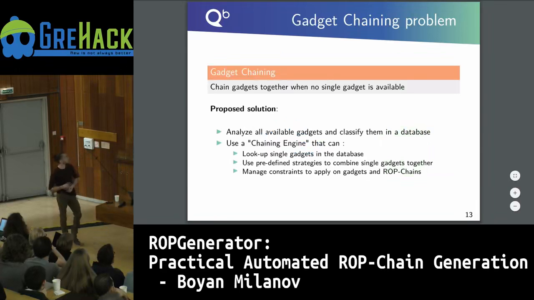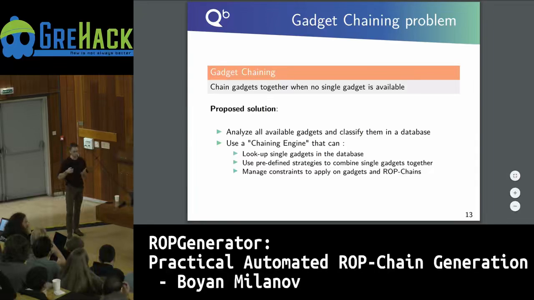The next part will be gadget chaining. So now we can do gadget search in an efficient manner, let's say. So we will now do gadget chaining. To be able to efficiently combine gadgets together, we will use the previous result that we had. We will take all the available gadgets, we will build this big database with gadgets, and then we will use it.